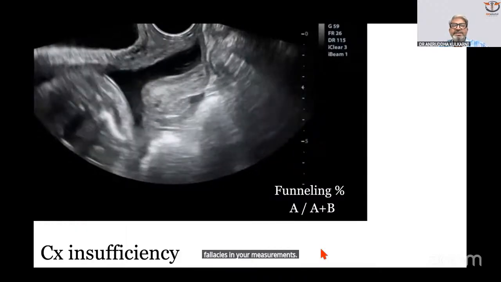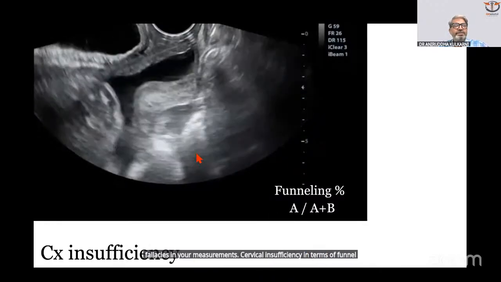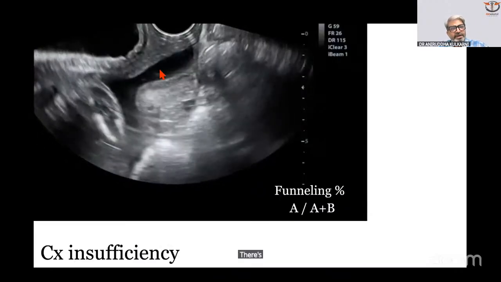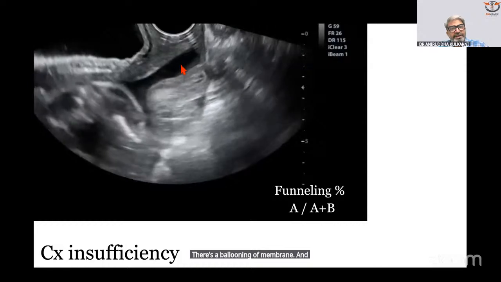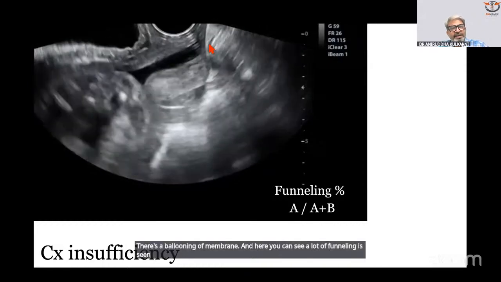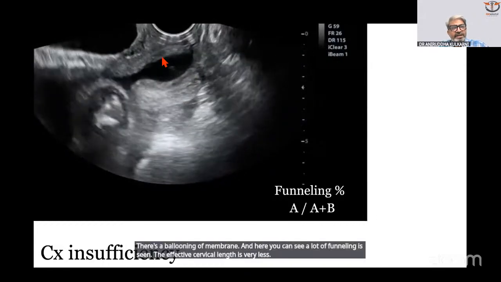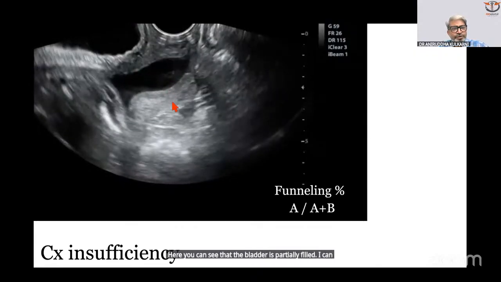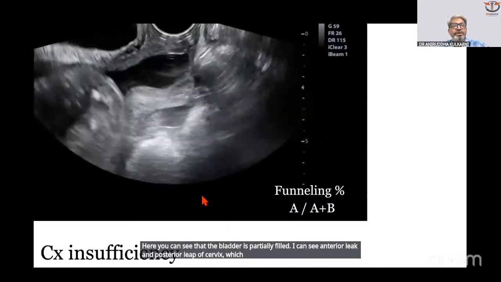Cervical insufficiency in terms of funneling index. So here the internal os is open. There is ballooning of the membrane. And here you can see a lot of funneling is seen. The effective cervical length is very less. Here you can see that the bladder is partially filled. I can see the anterior lip and posterior lip of the cervix, which are almost equal to each other.